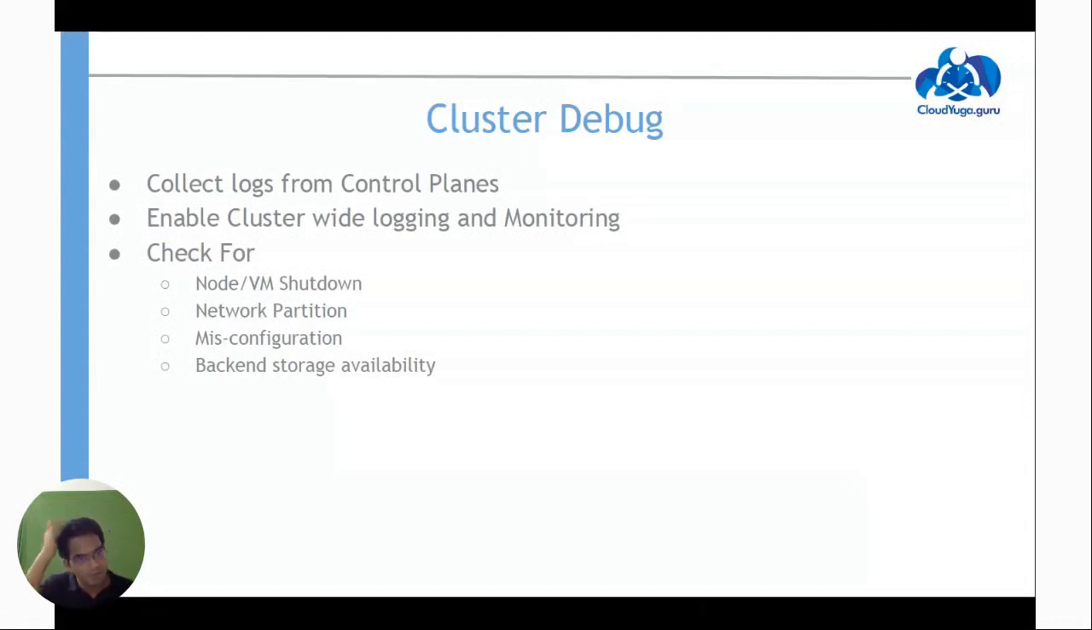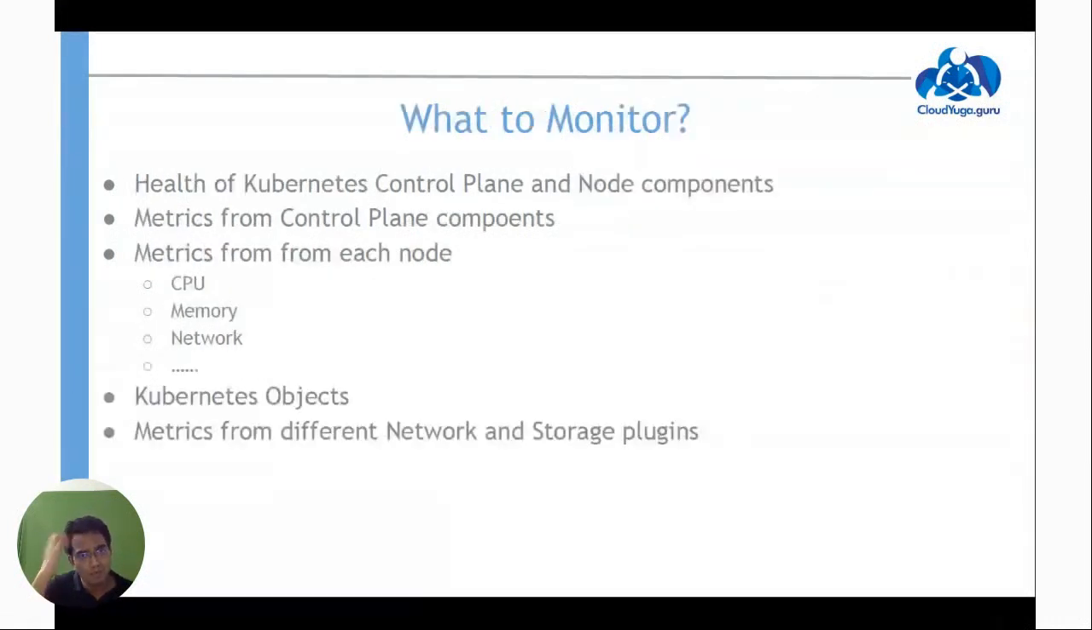You can check for node shutdown. Are you running out of resources on those nodes? Is there any problem with the storage? Is there a network partition? These are the kinds of things you would look for when you have to debug the cluster. Again, this is an overview session, so I'll not go into detail on these things. Let's go to monitoring now.